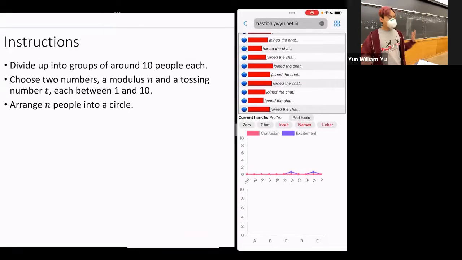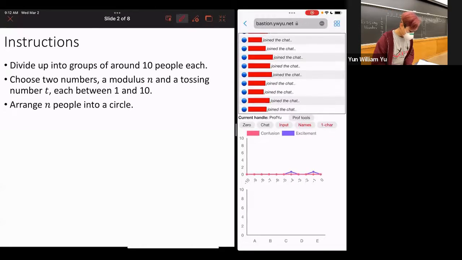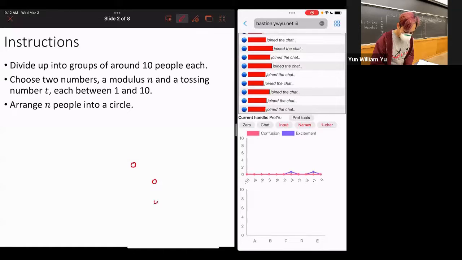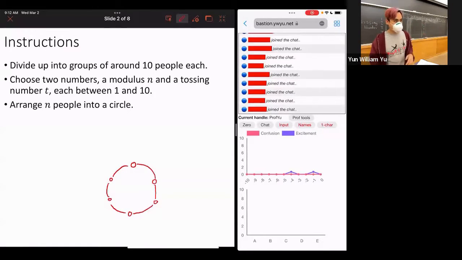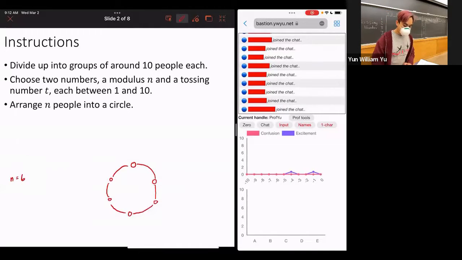And then what you do is you arrange n people into a circle. So that will look something like, well, you guys know what circles look like. So let's say we had six people. So you have six people arranged in a circle. So you should immediately recognize this as something that looks like mod six arithmetic, right? So you have six people arranged in a circle, six different positions, and maybe you have a couple people sitting out to the side, but it'll depend on what number you're choosing and how big your group is. So let's say n is equal to six.